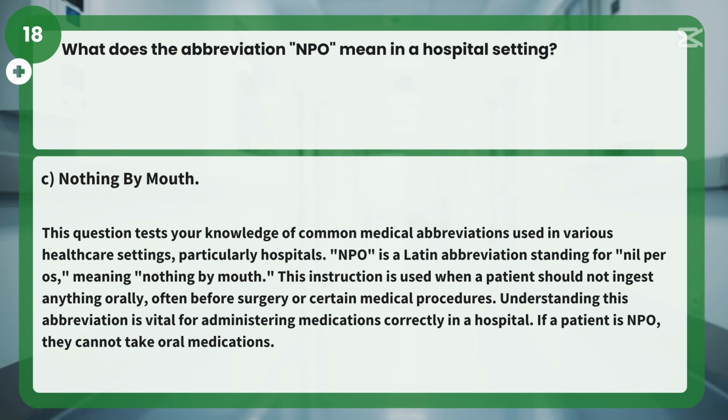This question tests your knowledge of common medical abbreviations used in various healthcare settings, particularly hospitals. NPO is a Latin abbreviation standing for nil per os, meaning nothing by mouth. This instruction is used when a patient should not ingest anything orally, often before surgery or certain medical procedures. Understanding this abbreviation is vital for administering medications correctly in a hospital. If a patient is NPO, they cannot take oral medications.